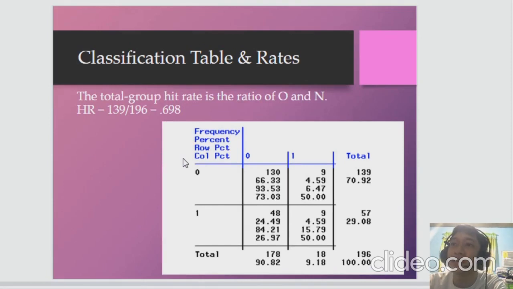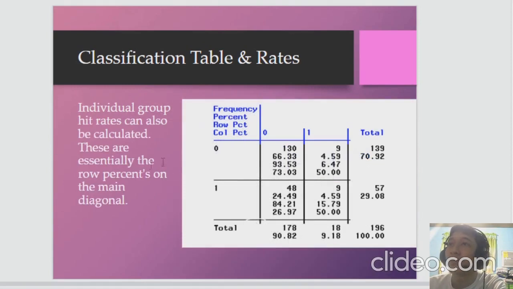Classification table rates. The total group hit rate is the ratio of O and N. HR is equal to 139 divided by 196 equal to 0.698. The individual group hit rates can also be calculated. These are essentially the row percents on the main diagonal.